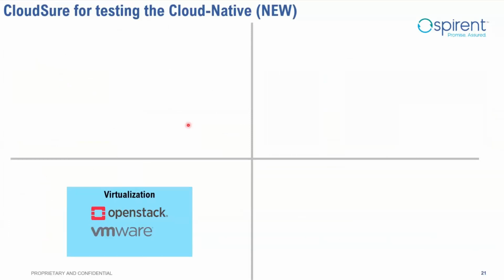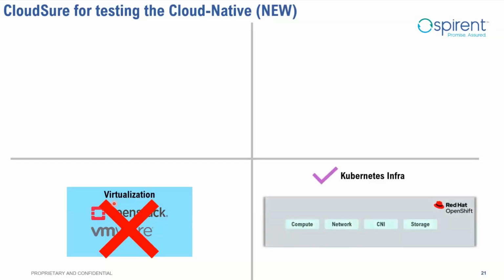And what CloudSure will do, that is the parent tool. We used to test virtualization. We are not testing this anymore because the operators are stopping NFV. They are stopping the virtualization, so we are not testing this. We test the Kubernetes infrastructure: the compute, network, and CNI. We test the CNI as well, and the storage. Example, Red Hat OpenShift.